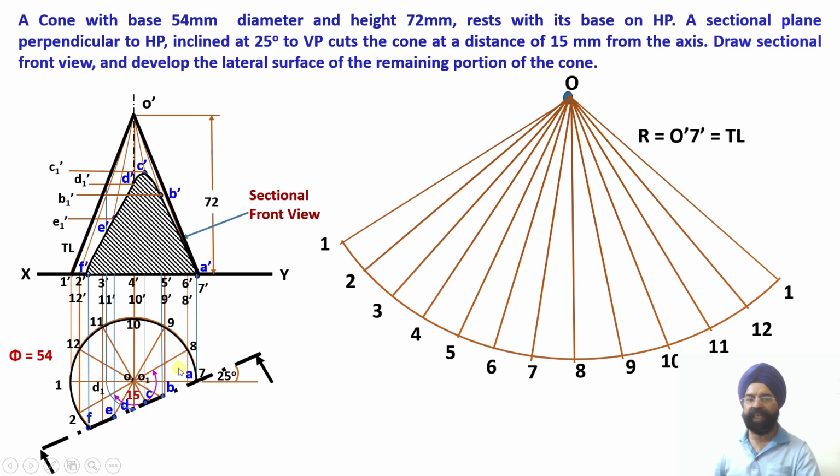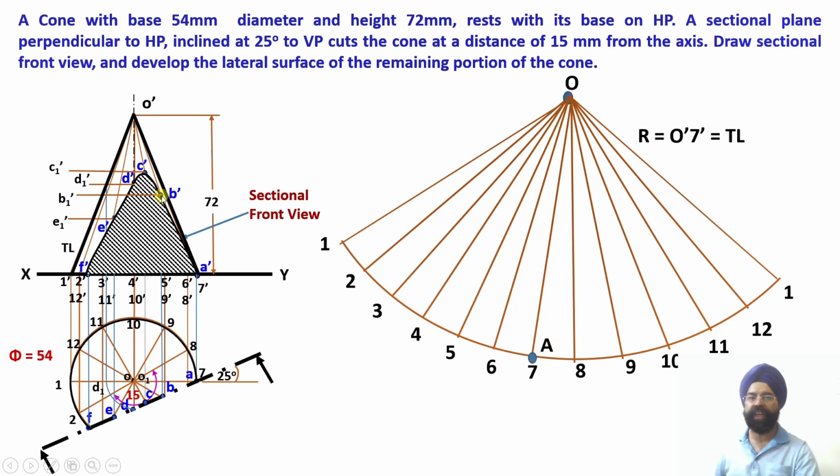Now since the cutting has been done, I need to work out the locations of all these points onto the unfolded portion of the development. So let me work out point A. Where was point A lying? Point A was lying on the base and it was coinciding with the point 7 dash. So please see, point A has been located at the base and it is coinciding with the point 7 over here. So on the slant generator O7, at the base, point A has been located.